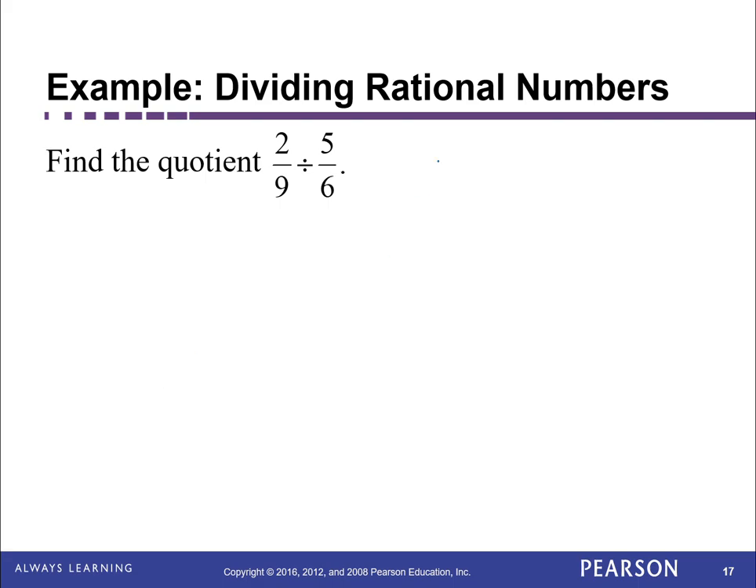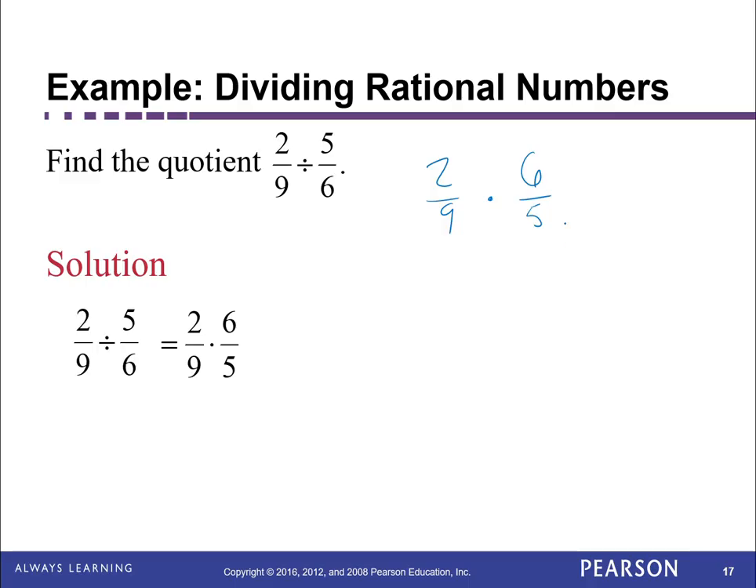I'm going to keep the first one, 2/9. I'm going to change the sign, and I'm going to flip the second one. Okay, that's all we've done here. Then all we have to do is multiply across the top. 2 times 6 is 12, and then 9 times 5 is 45. So I have 12 over 45.